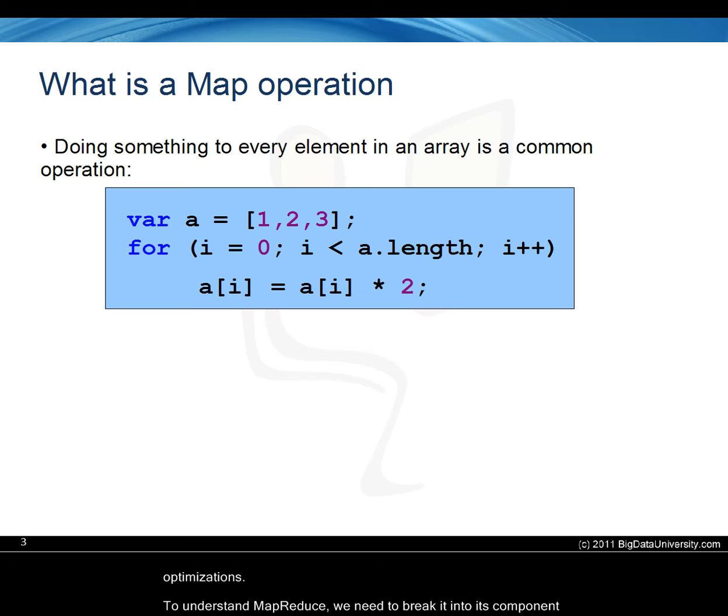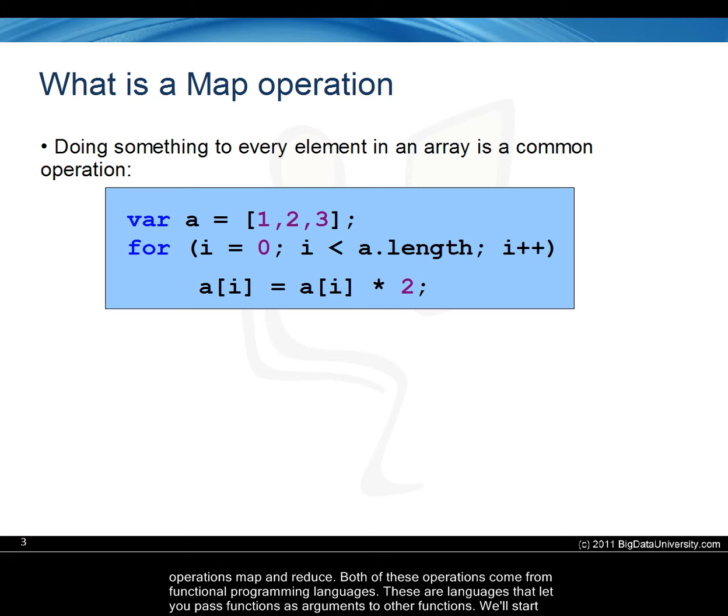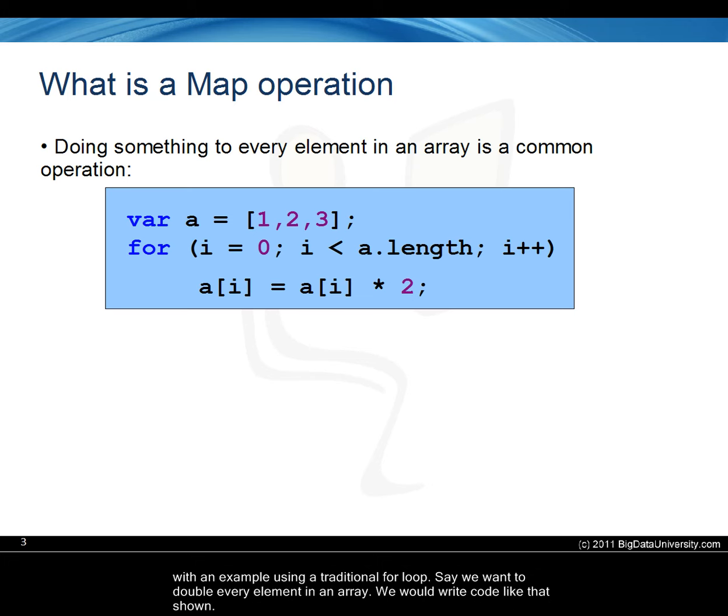To understand MapReduce, we need to break it into its component operations: map and reduce. Both of these operations come from functional programming languages. These are languages that let you pass functions as arguments to other functions. We'll start with an example using a traditional for loop. Say we want to double every element in an array. We would write code like that shown.